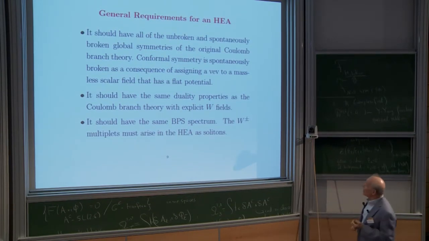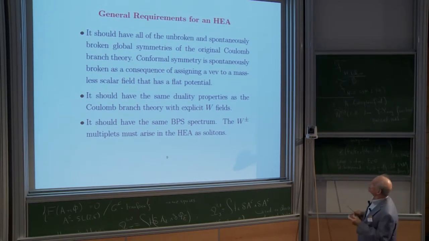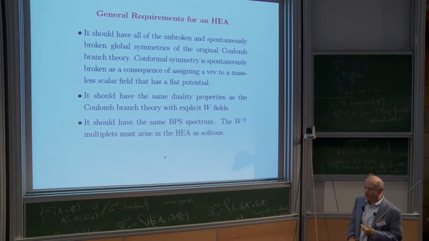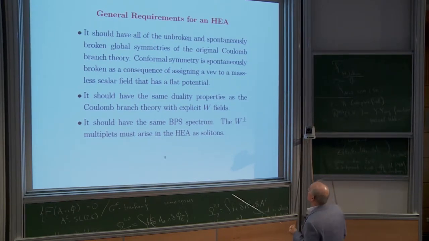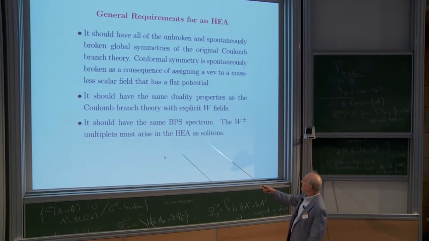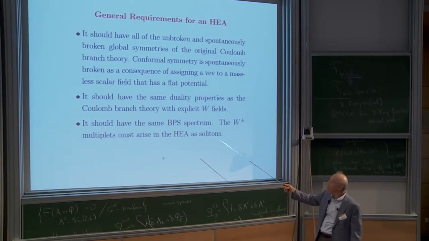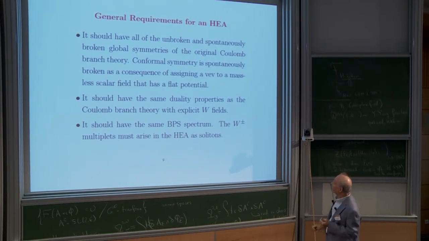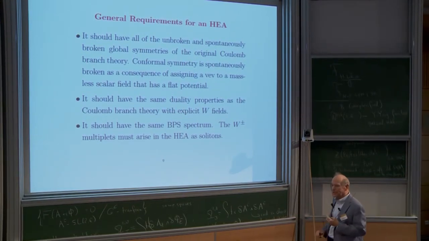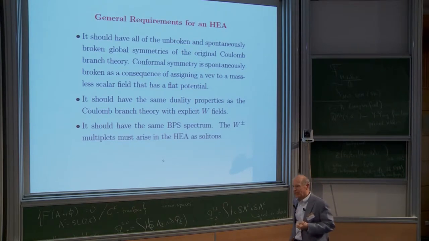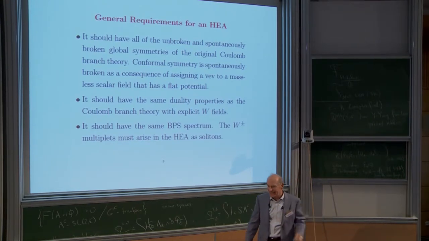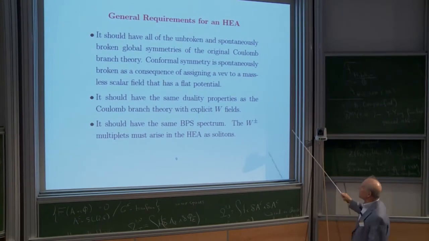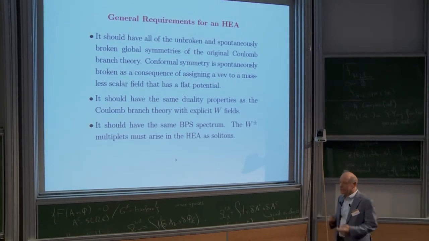So what are the general requirements? It should have all the unbroken and spontaneously broken global symmetries of the original Coulomb branch theory. So conformal symmetry, of course, is spontaneously broken just because you're on the Coulomb branch. But it's only broken because it has to do with the choice of the vacuum, not of the action or the equations of motion. It's an exact symmetry at that level. It should have the same duality properties as the Coulomb branch theory with explicit W fields.